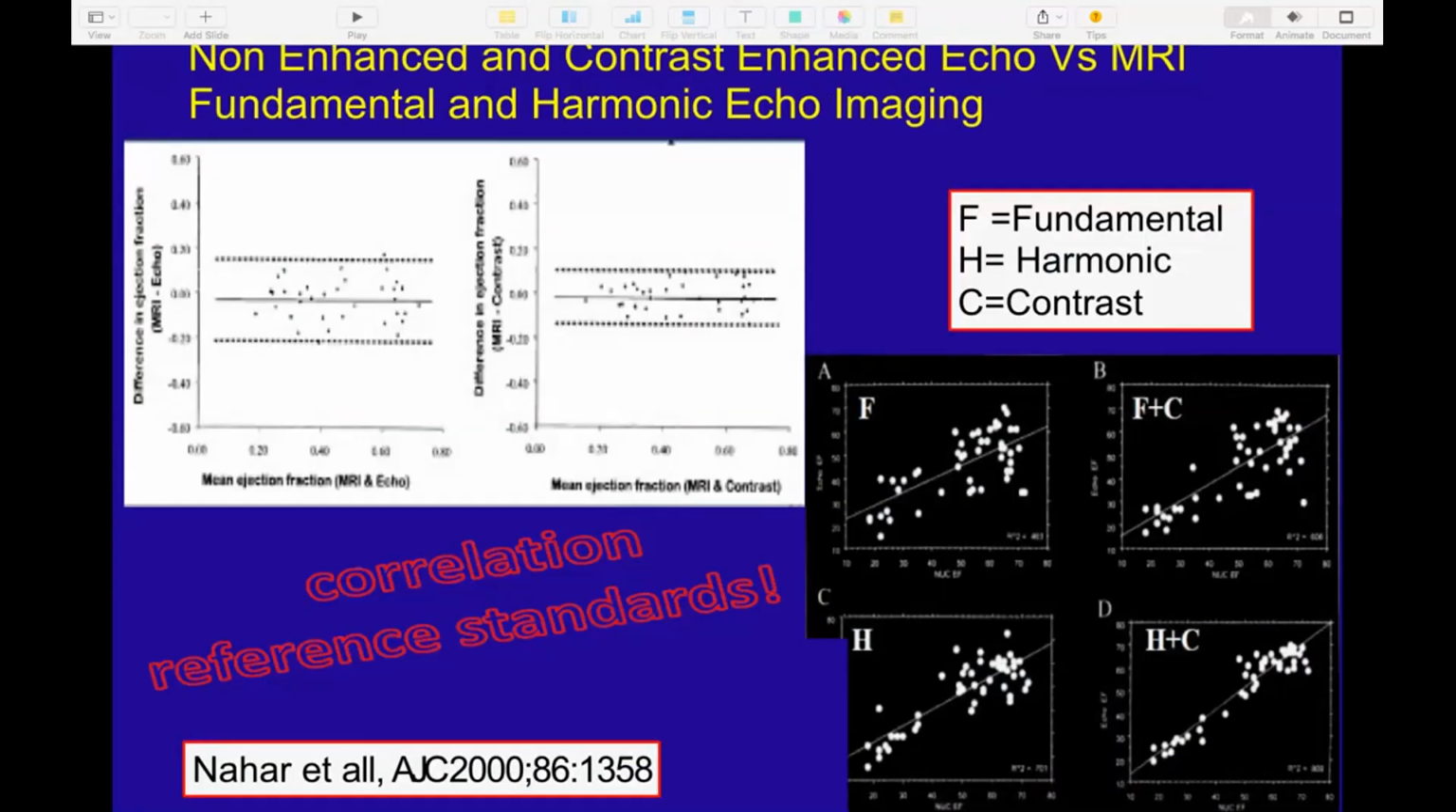Now, when we look at fundamental imaging, harmonic, and then add contrast, you can see compared to MRI, which is traditionally considered the gold standard, the correlation when you use both harmonics and contrast is the closest compared to just using fundamental or just harmonics alone. So the correlation to the reference standard is much better when you add contrast.